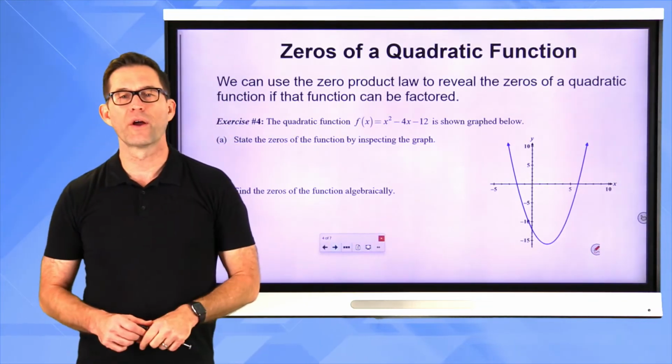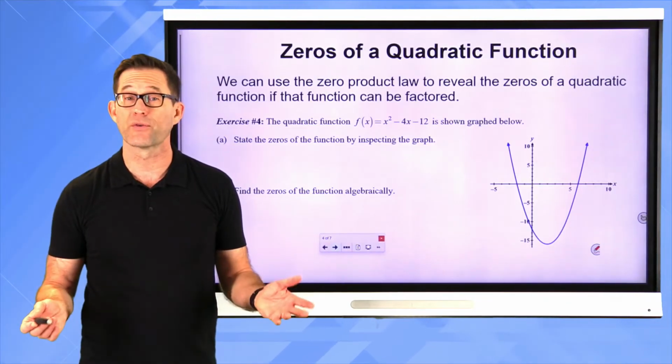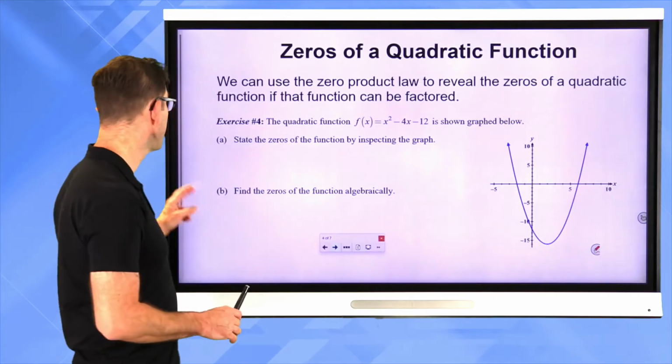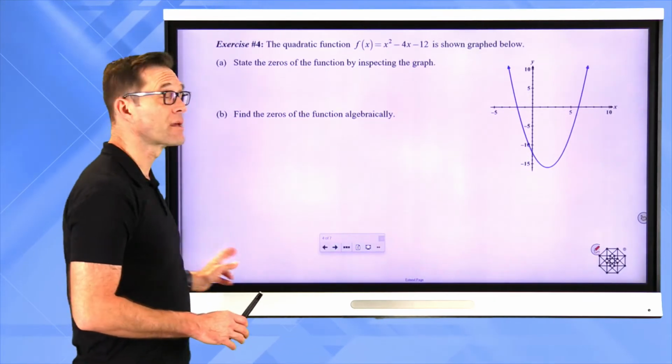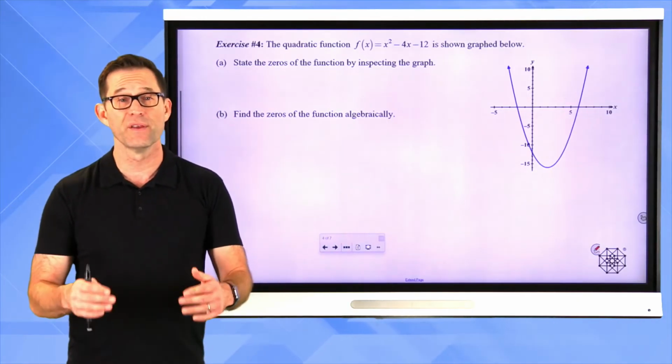The zeros of a quadratic function. We can use the zero product law to reveal the zeros of a quadratic function if that function can be factored. If the function can't be factored, then we've got to use things like completing the square or the quadratic formula, which we will eventually get to, just not in this unit.